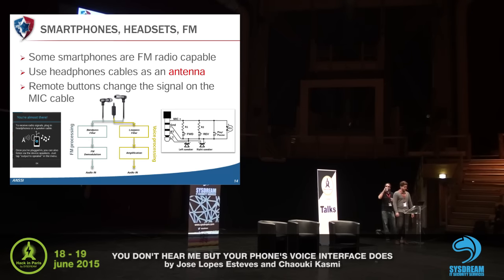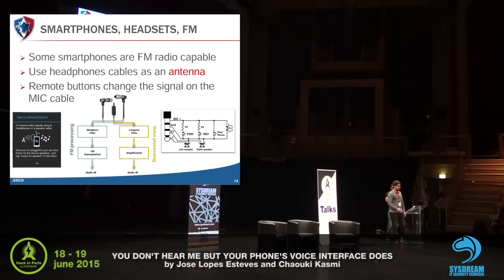The first information is that some smartphones are FM radio capable, and for receiving the FM radio signal, you need to plug your headset or headphones into the smartphone. Another point is that, as Jose said a few slides ago, if you want to start the voice command interpreter, you need to press a hard button, like the play/pause button on the headset.